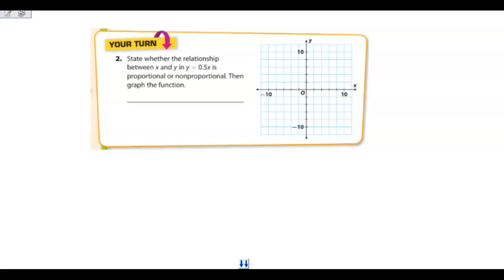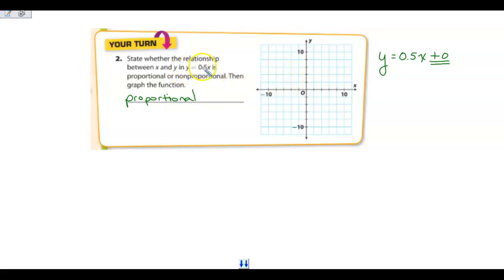State whether this relationship between x and y in y equals 0.5x is proportional or non-proportional, and then graph the function. When I look at the equation, y equals 5/10 x, I notice that the only way I can have a y-intercept is if I add 0. So that means this is proportional. It has a proportional relationship.